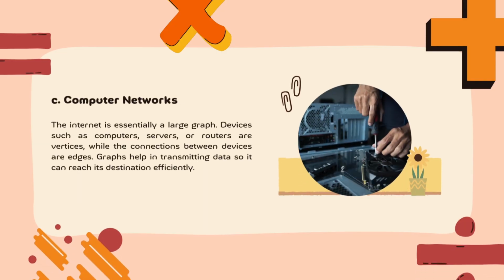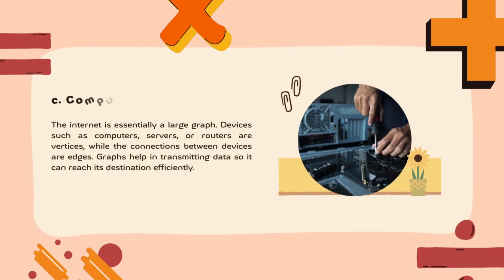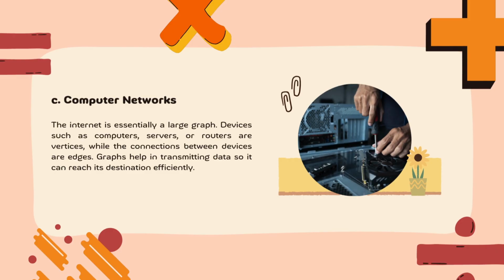C. Computer networks. The internet is essentially a large graph. Devices such as computers, servers, or routers are vertices, while the connections between devices are edges. Graphs help in transmitting data so it can reach its destination efficiently.